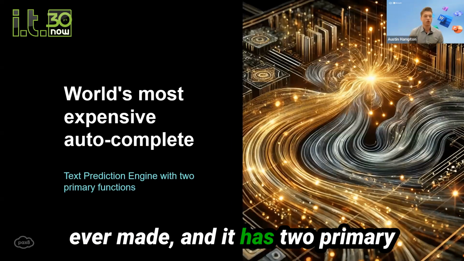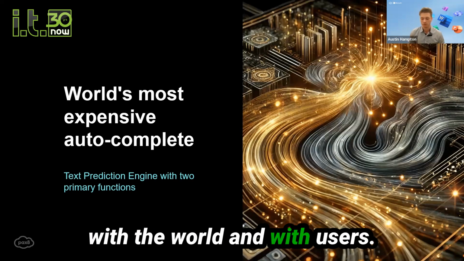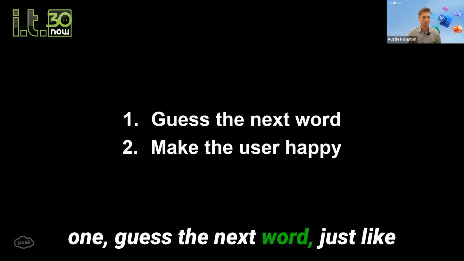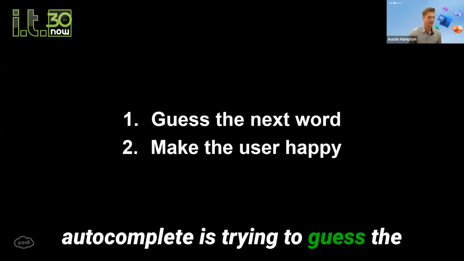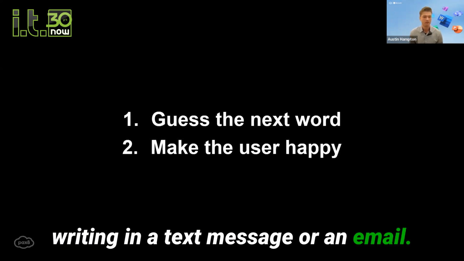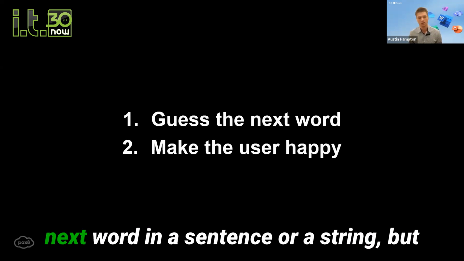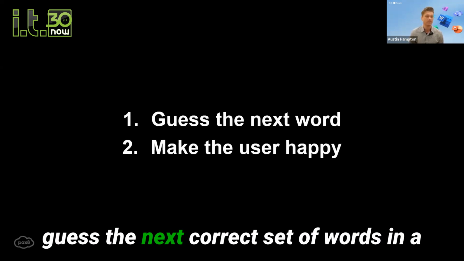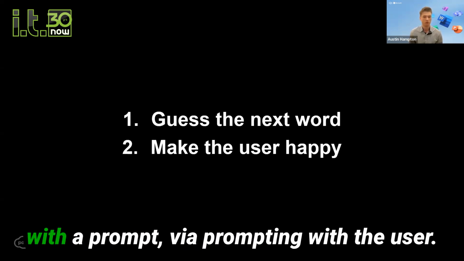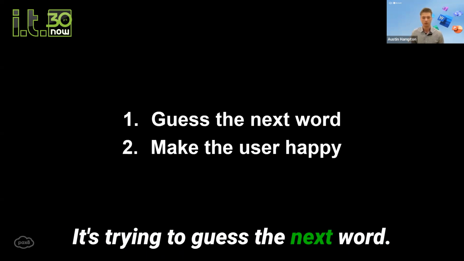And it has 2 primary functions that dictate how it interacts with the world and with users. All right, core functionality number 1, guess the next word. Just like autocomplete is trying to guess the next word in your sentence that you are writing in a text message or an email, this takes that to the 1000th degree and is going to try to not only guess the next word in a sentence or a string, but guess the next correct set of words in a passage that is exchanged back and forth via prompting with the user. But that's fundamentally what it's trying to do. It's trying to guess the next word.